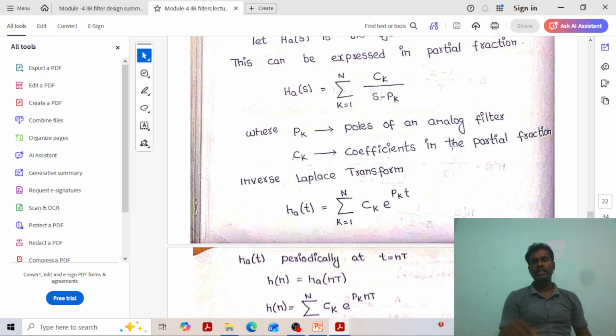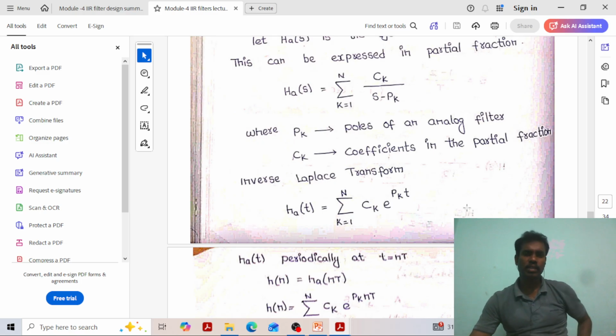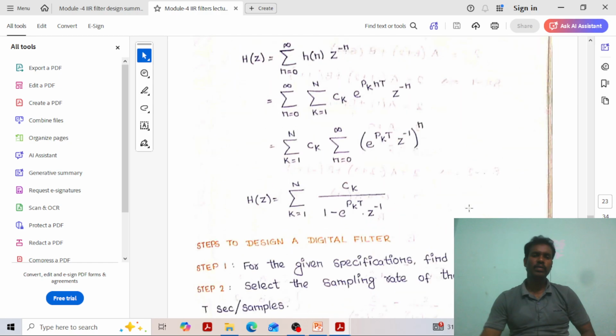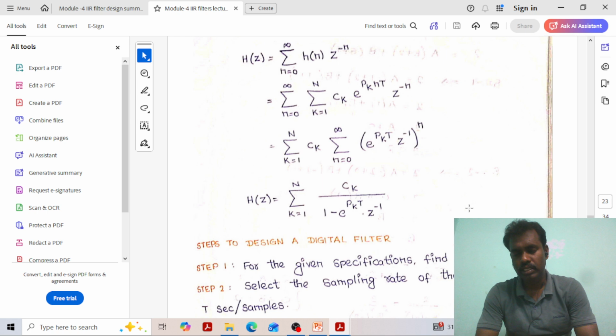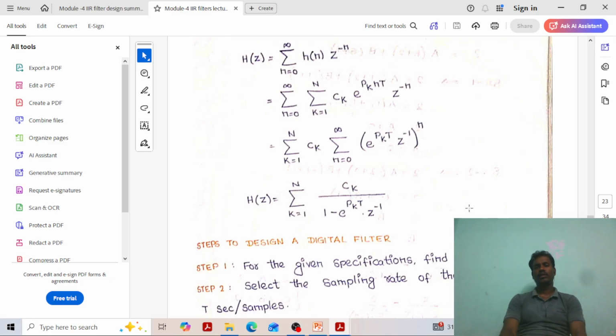So the simple thing is we want to find the transfer function in the form of partial fractions so that we can find the poles of the transfer function. If you know the pole, we can directly find H(z) as 1 by 1 minus e to the power p_k T, where T is the sampling interval.